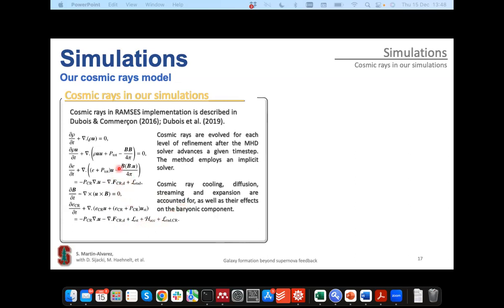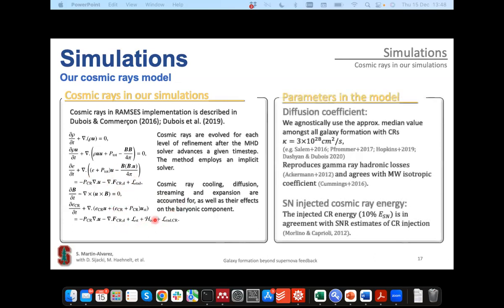Then you can couple that with the magnetic field and with the energy equation, and that works pretty well. However, when you introduce cosmic rays, you have new parameters in your model, which means more degrees of freedom, more calibration. So one of the very first things that you have to worry about is the actual amount of energy of cosmic rays.